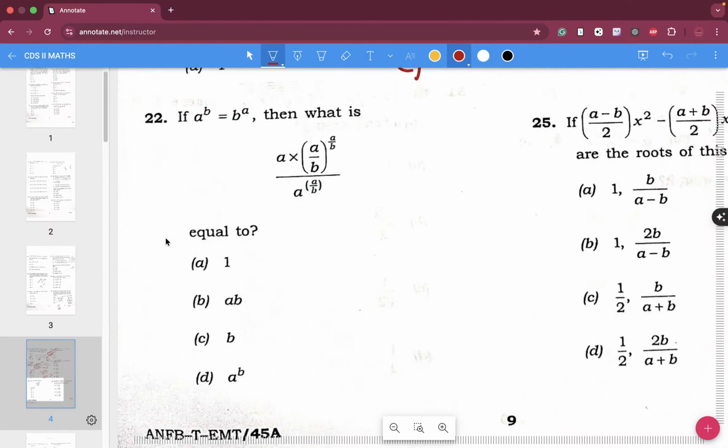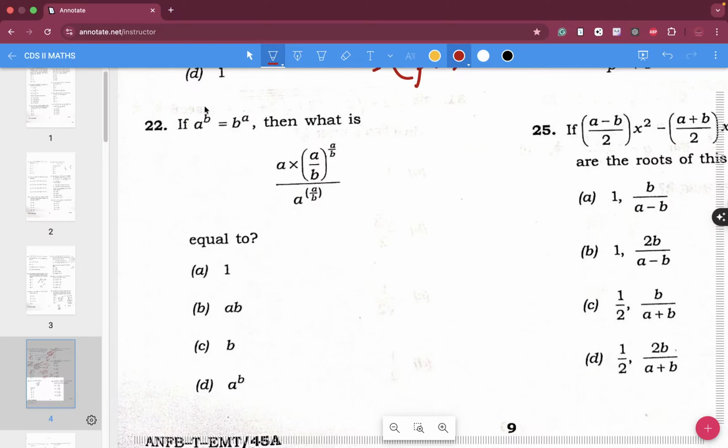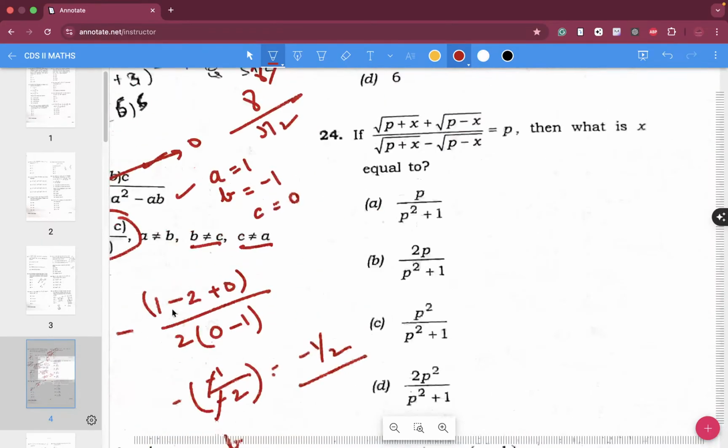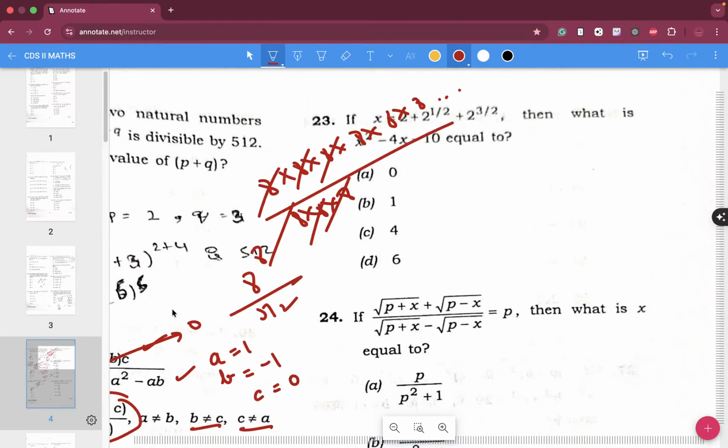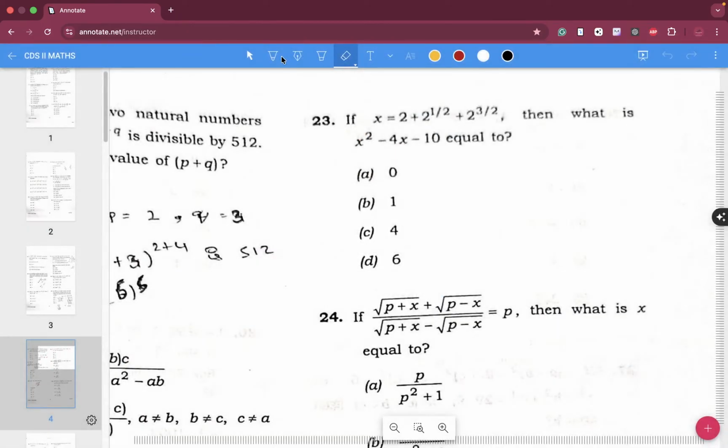Let's move on to the next one. Over here they are saying a raised to the power b is equal to b raised to the power a, which means a is equal to b simply. If a is equal to b, this one will give you 1, this one will also give you 1, this one will also give you 1, simply it is 1. Very easy question, question number 22. Now let's move on to question number 23 over here.